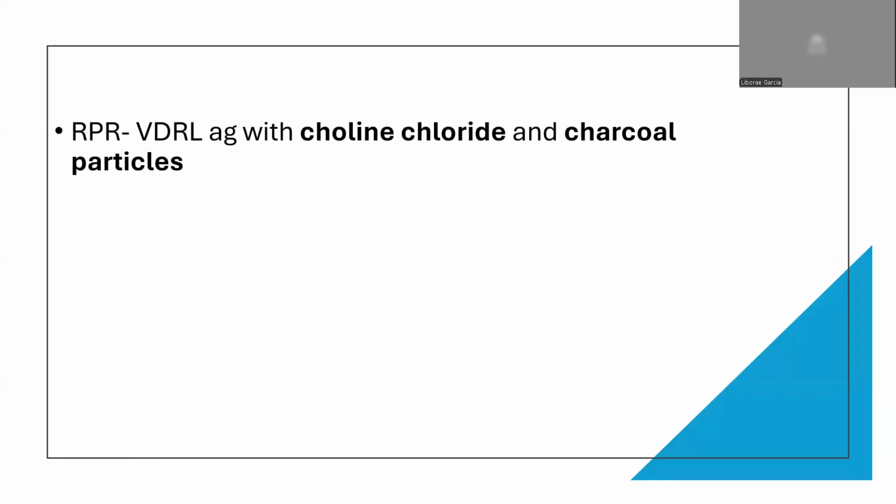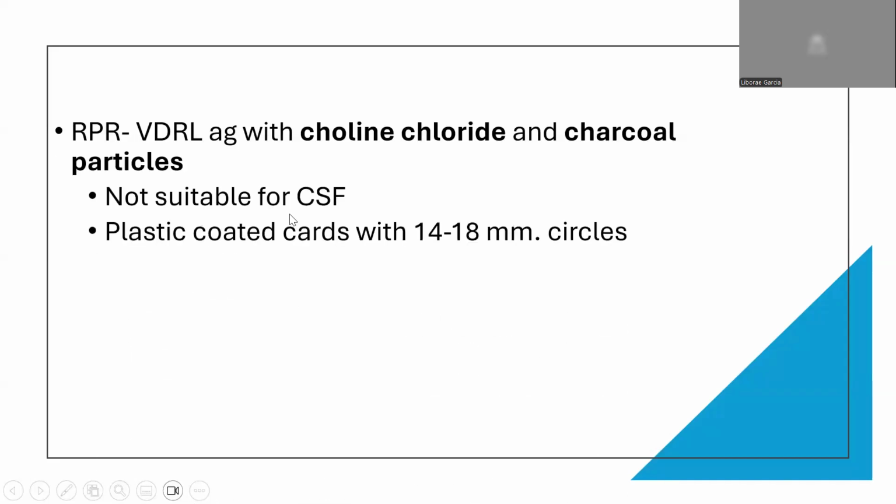The next, you have your RPR. RPR is still using VDRL antigen with choline chloride and charcoal particles. The purpose of choline chloride is that there is no need to heat the serum to inactivate the non-specific inhibitors; it is already inactivated. Charcoal particles are to view it macroscopically. This time it is not suitable for CSF.